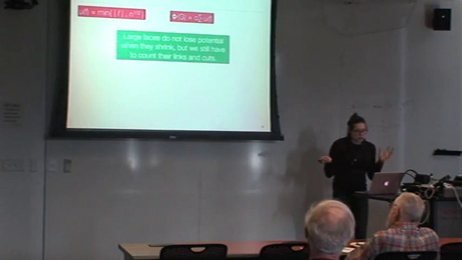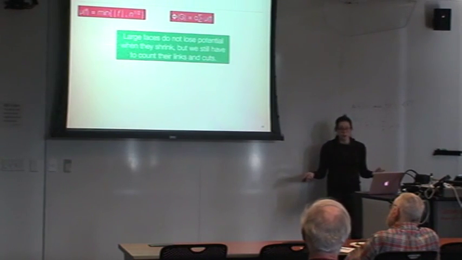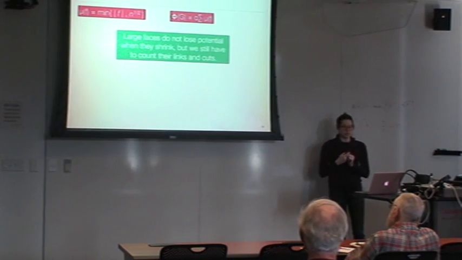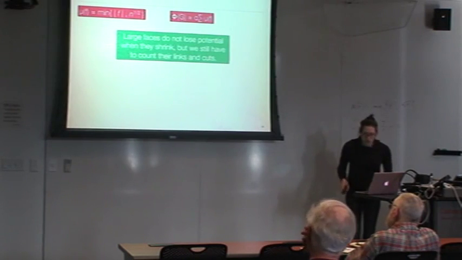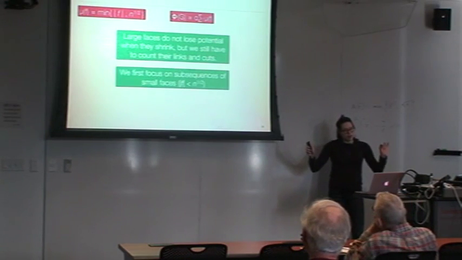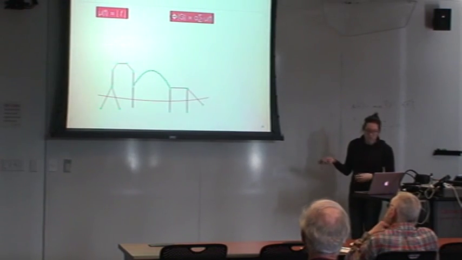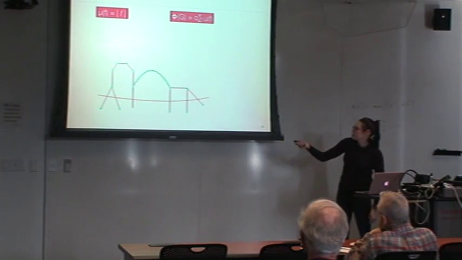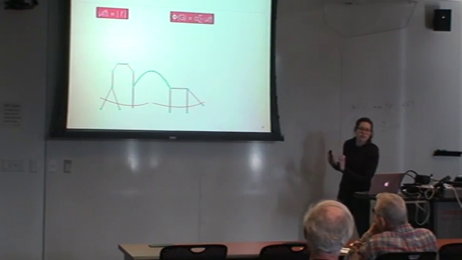So large faces do not lose potential when they shrink. When I say large, I mean larger than square root n, because we have this cap on their potential value. But we still have to be able to count their lengths and cuts. So first we're going to focus on breaking up this curve into maximal subsequences of small faces. For example, something like this. Let's assume that this has size greater than square root n, and we have our curve that cuts across this whole thing. We're going to analyze these two subcurves separately.